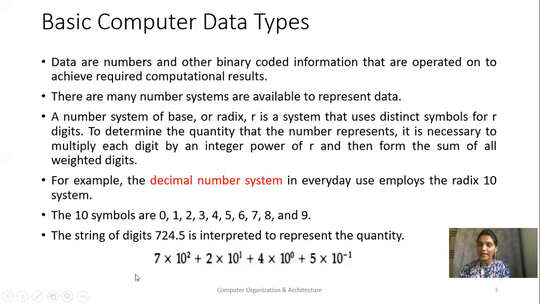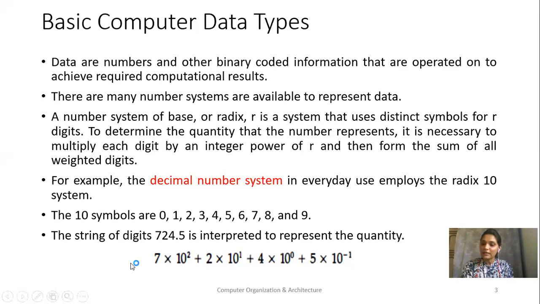And to finally get the representation, we have to add all of these multiplied terms, like 7 into 10 raised to 2 plus 2 into 10 raised to 1 plus 4 into 10 raised to 0 plus 5 into 10 raised to -1. So this is our representation of any decimal number in terms of its base and its power form.